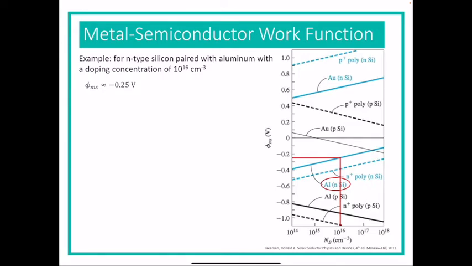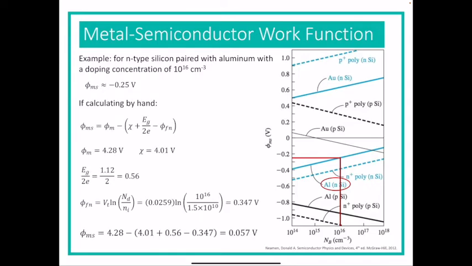If we went through and calculated it, and I'm not going to spend a whole lot of time on that because basically all of this is just running numbers through equations, you see that the value that I get at the end, 0.057 volts, is not the same as negative 0.25 volts. It's actually just a little higher. So it's assuming that the work function difference is higher than it actually is.